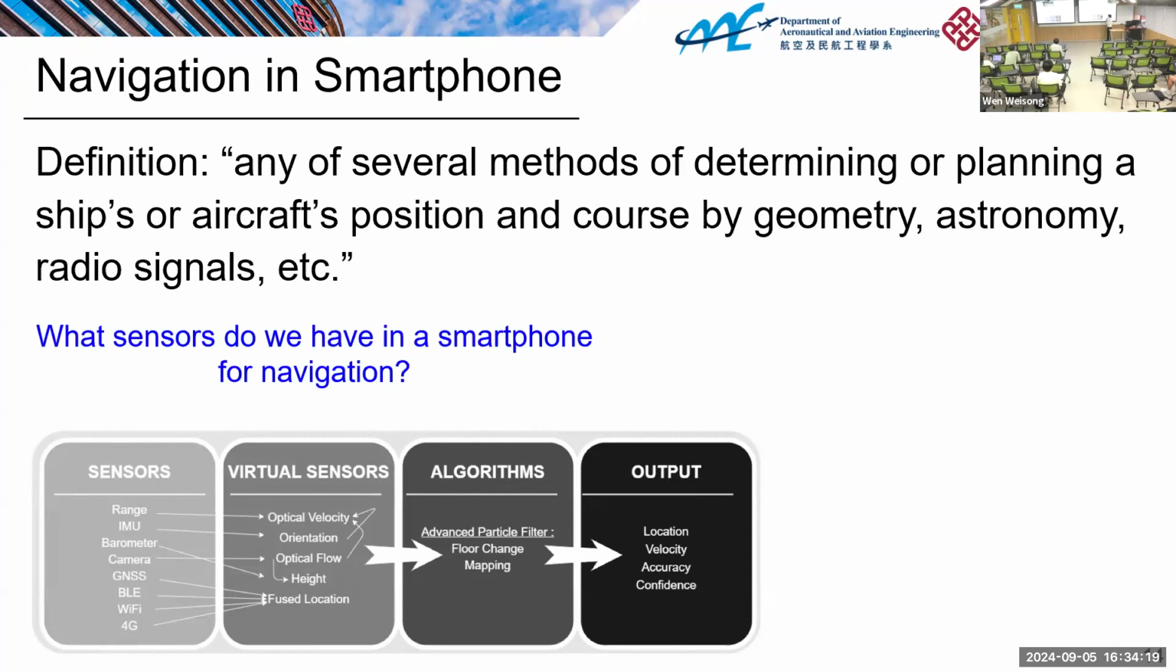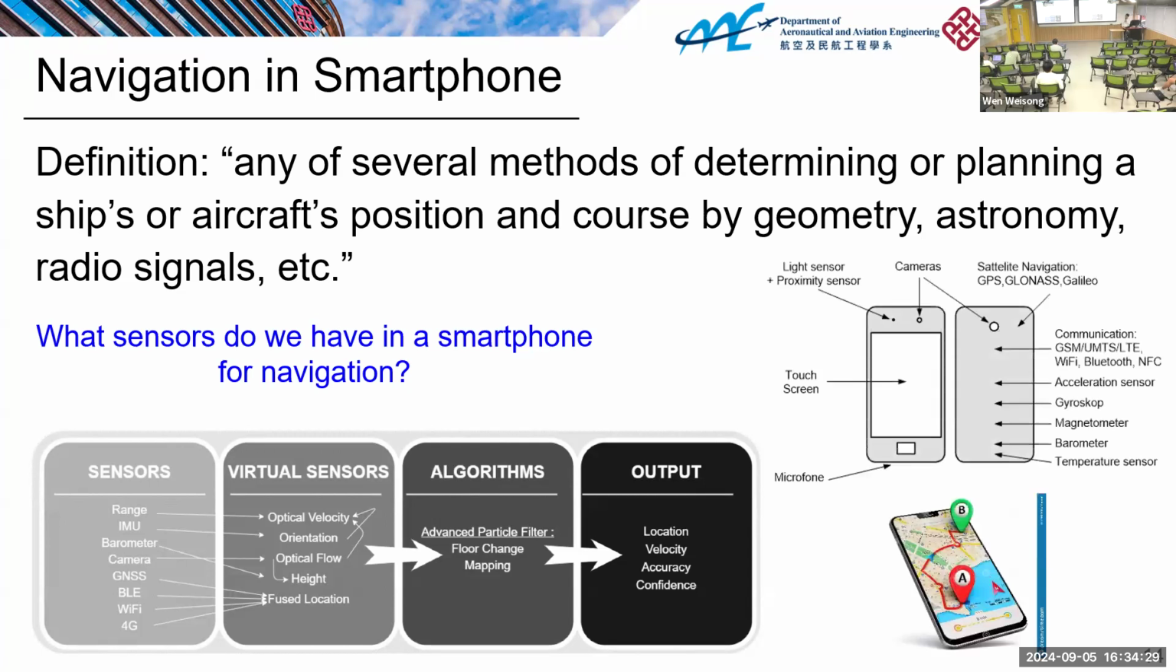Finally, you get a location, velocity, and an accuracy confidence. Accuracy confidence means how much you can trust your positioning solution. Those are the setups of the different sensors in your smartphones. For example, we have temperature sensors, barometers, magnetometers, and gyroscopes. Different sensors can be used simultaneously to do the positioning of our smartphones.